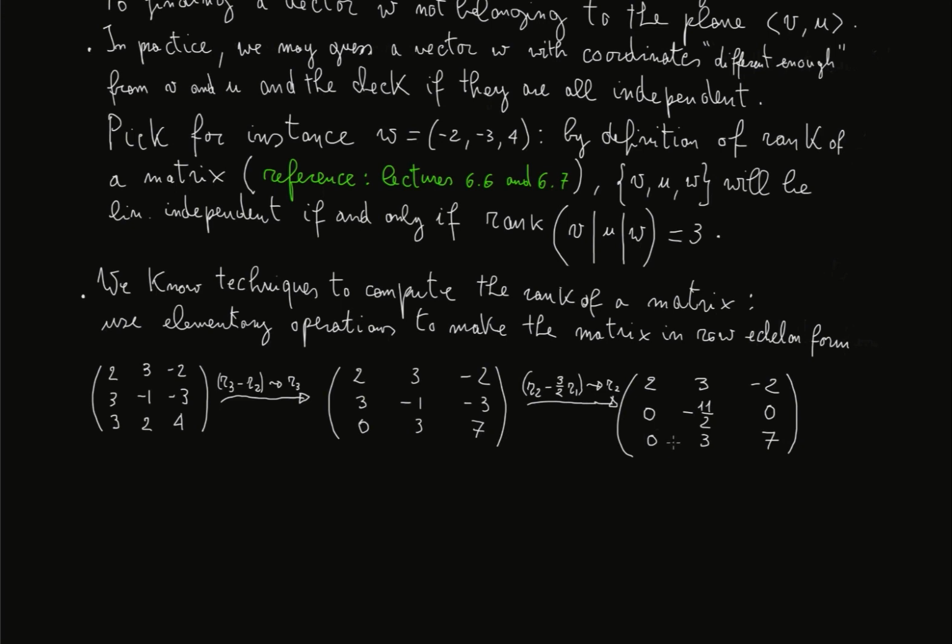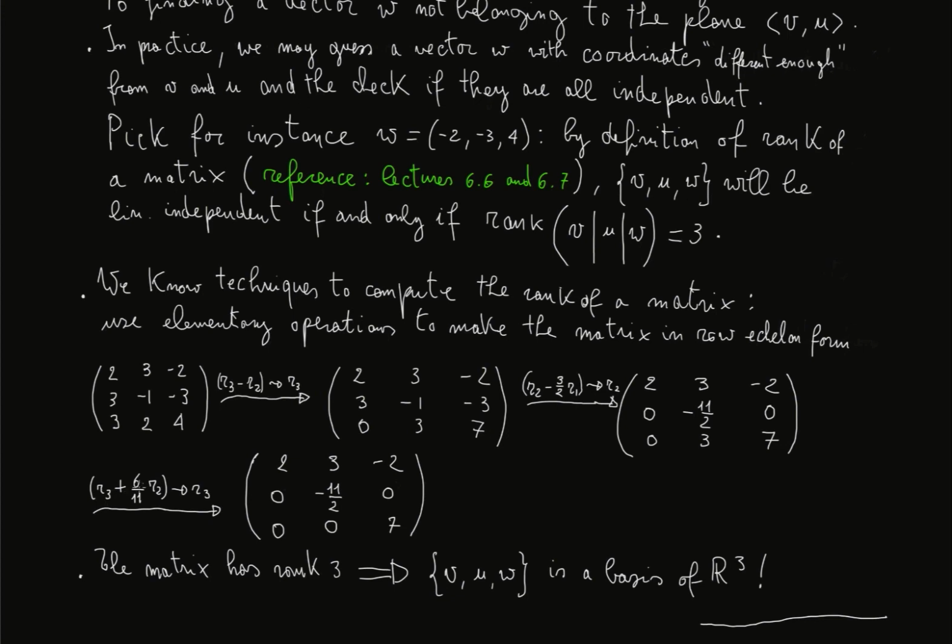Now we have the last step in order to reduce to row echelon form, which involves using this coefficient here, -11/2, to kill the number 3 in the third row. So the operation is R3 plus 6/11 times R2, and this is going to replace the third row R3. We get this row echelon reduced matrix with the elements along the diagonal, which are 2, -11/2, and 7. Therefore, this matrix has rank 3. So the vector that we guessed, (-2, -3, 4), actually makes the set V, U, and W a set of linearly independent vectors. Therefore, they are a basis of R3 for what we said before.